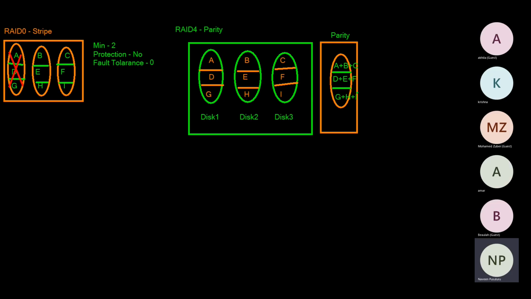So the parity disk contains all the data in the data disks. We'll call these disks data disks, and this we'll call the parity disk. The parity disk contains all the data in the data disks. So now we have a protection here.